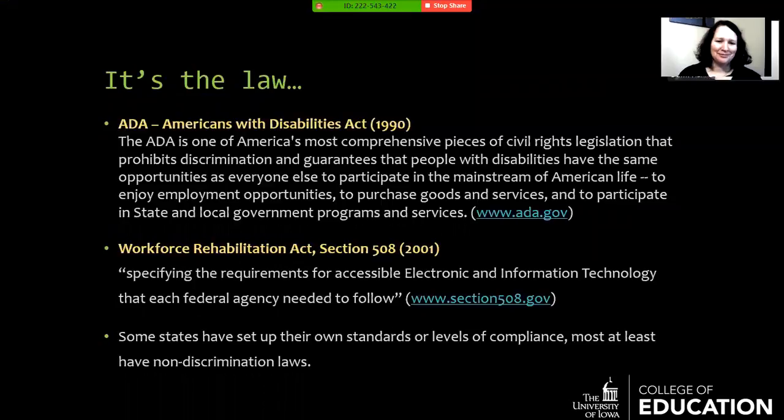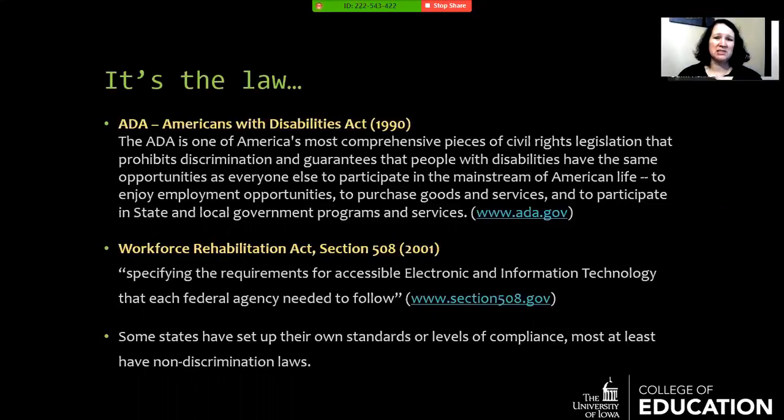So it's the law. The ADA, Americans with Disabilities Act in 1990 basically said that everyone that has disabilities should have the same opportunities as everyone else. And this had a natural progression as the web world came into being, that it applies to it too. The Workforce Rehabilitation Act took that a step further and specifically said electronic communications, which includes web, documents, video, all that content that's out on the web in a digital format, should be accessible to everyone.